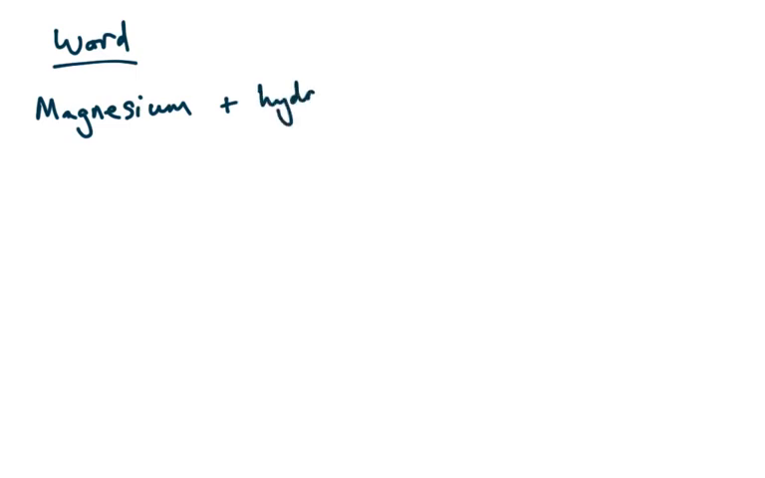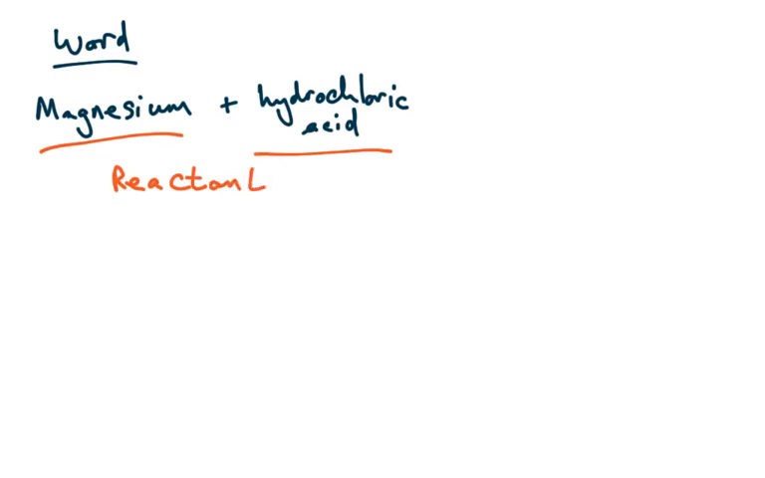Let's start off with looking at word equations. These should be written in words with no chemical symbols. If we look at the reaction between magnesium and hydrochloric acid, we can see that our reactants are magnesium and hydrochloric acid. Now these are what goes into the chemical equation. So these are both our reactants.